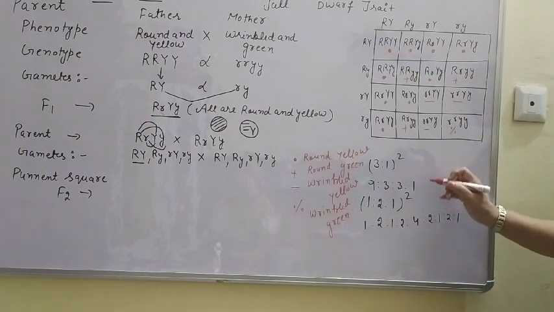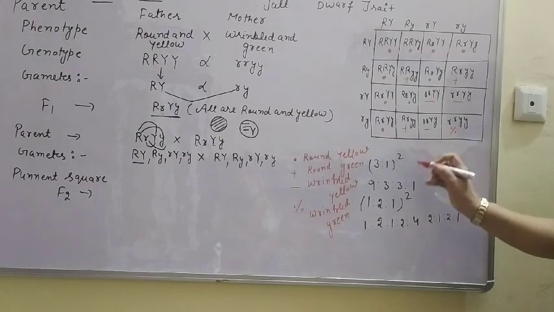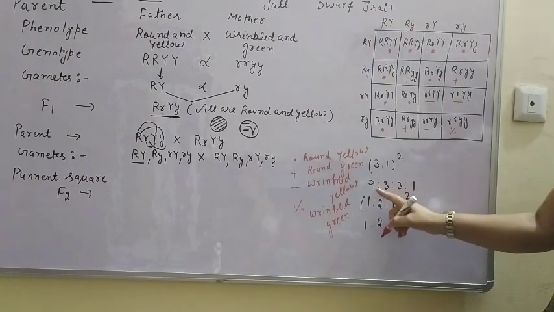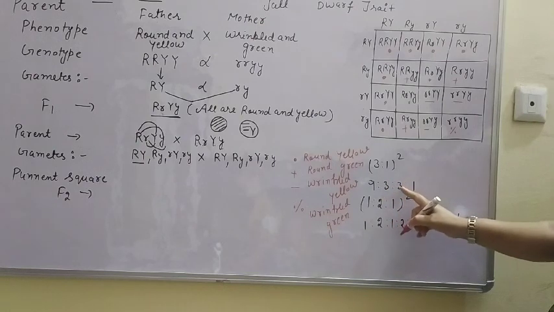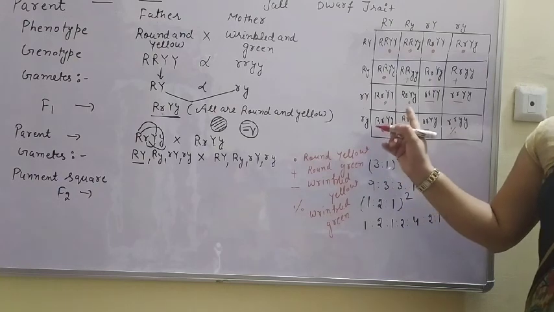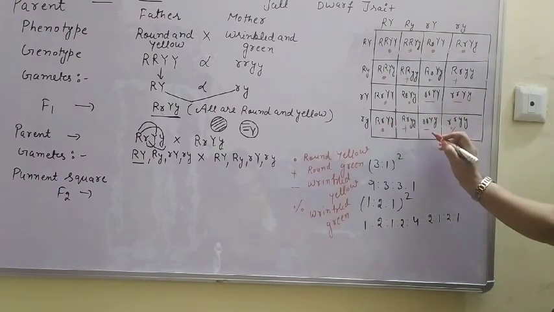So what is the phenotypic ratio of the F2 generation of a dihybrid cross? That is 9:3:3:1. I think you understood. After that, the genotypic ratio.